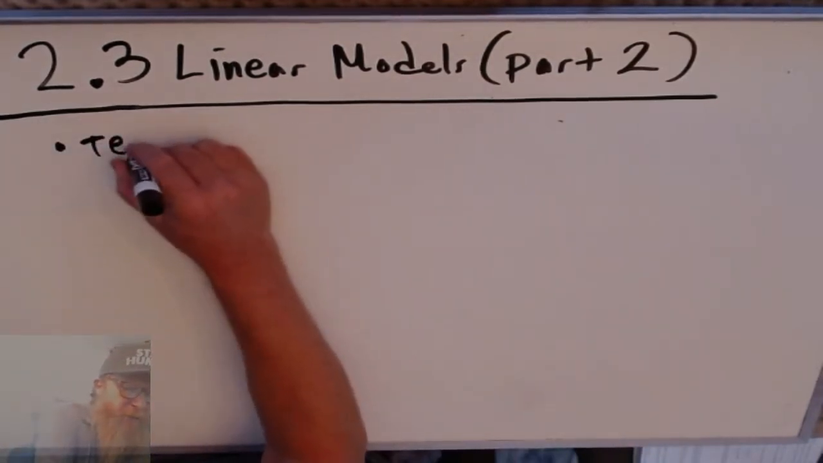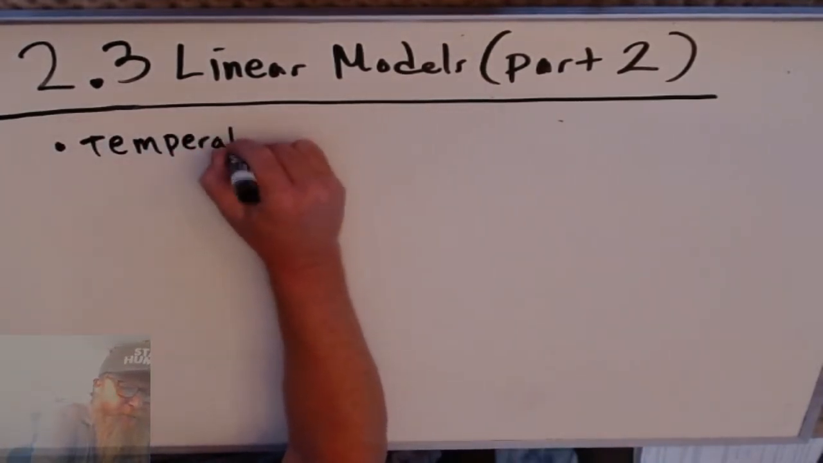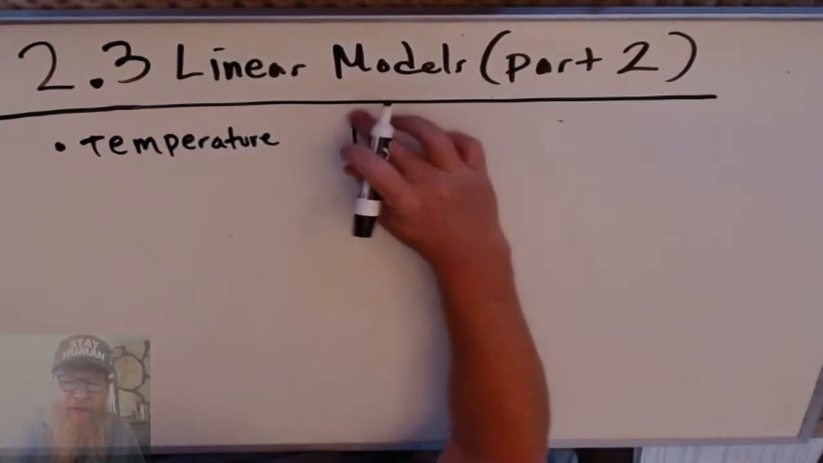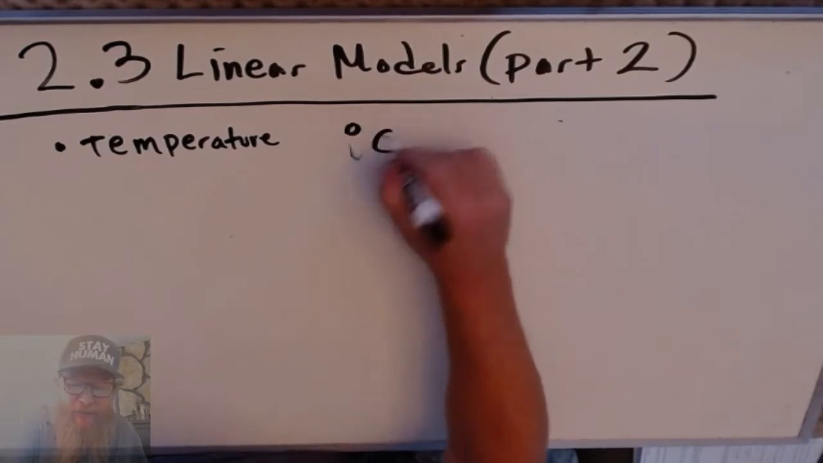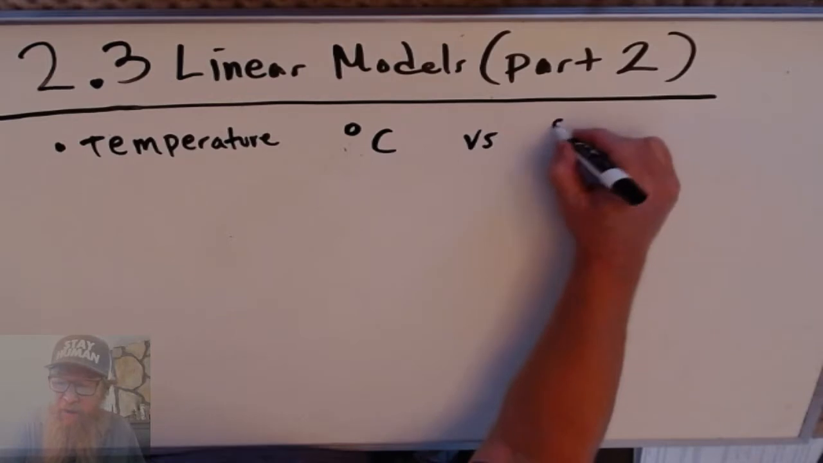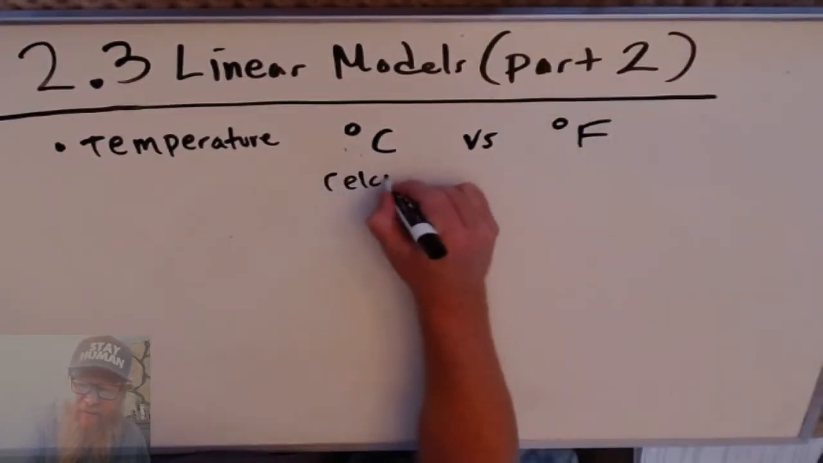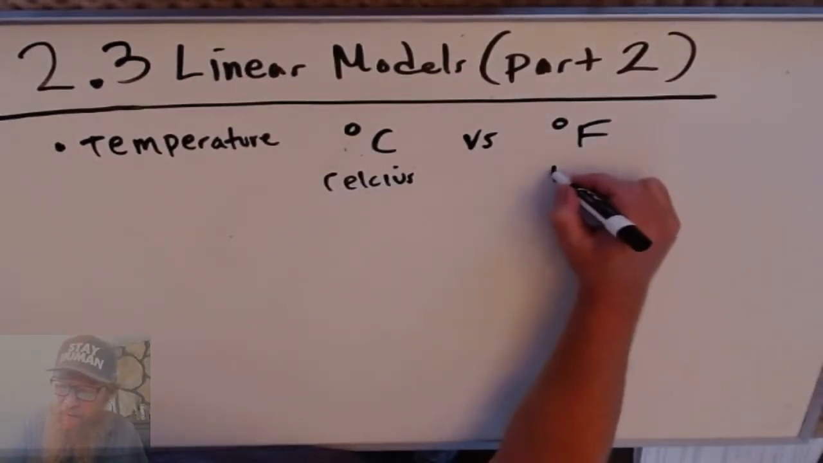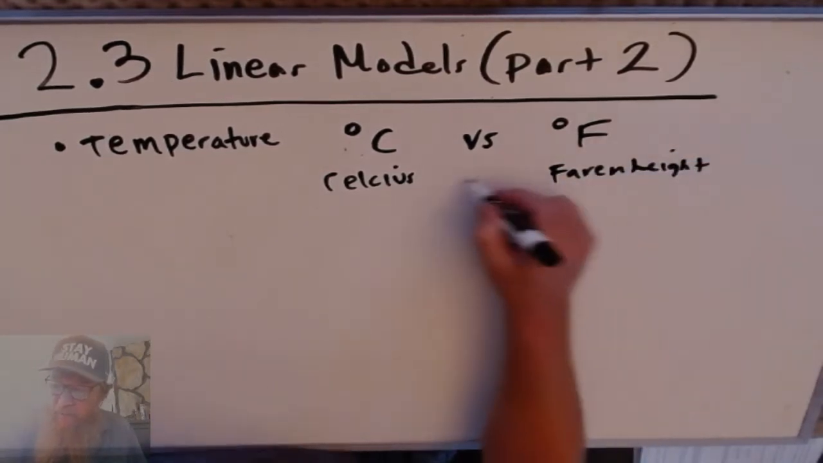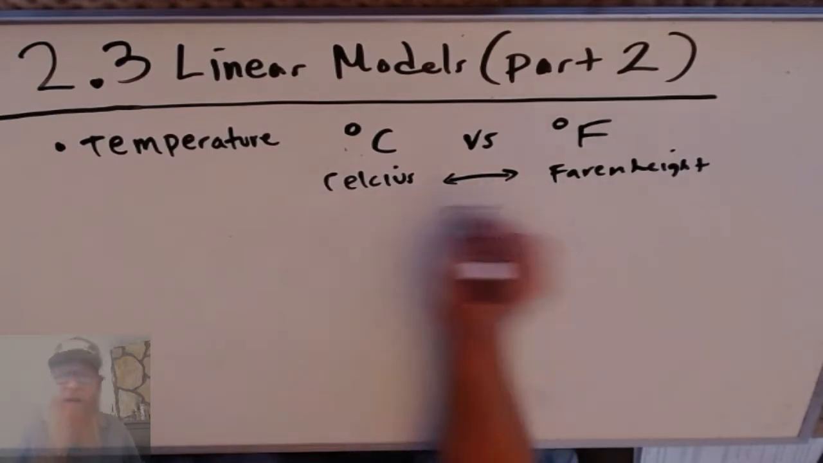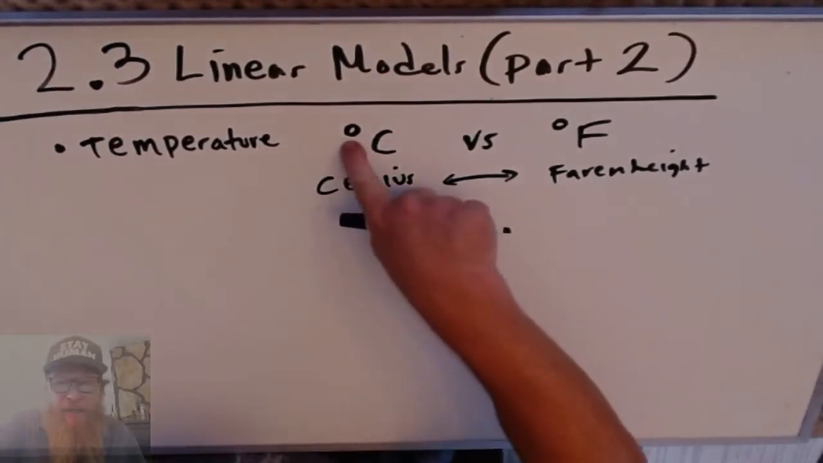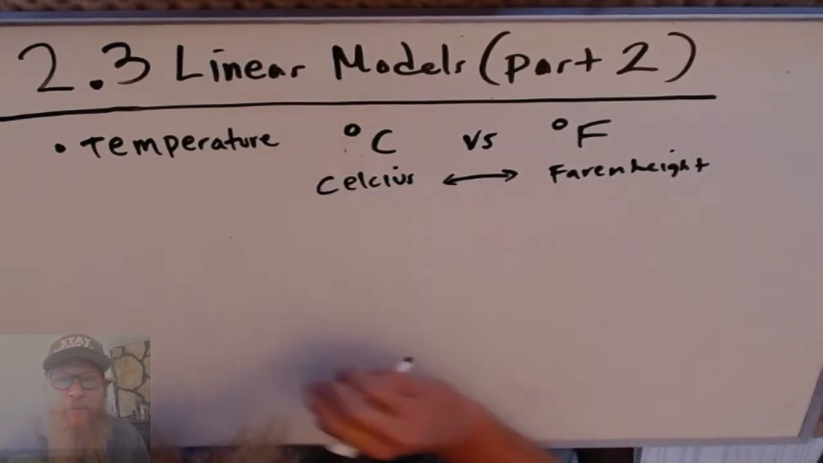We're going to talk a little bit about temperature. I know we talked about it last time. Today we're going to talk about Celsius versus Fahrenheit. We're going to talk about how to convert back and forth between degrees Celsius and degrees Fahrenheit. This symbol here is what we call the degree symbol.